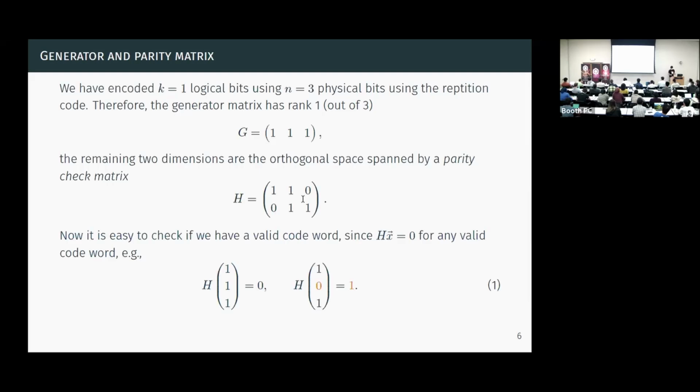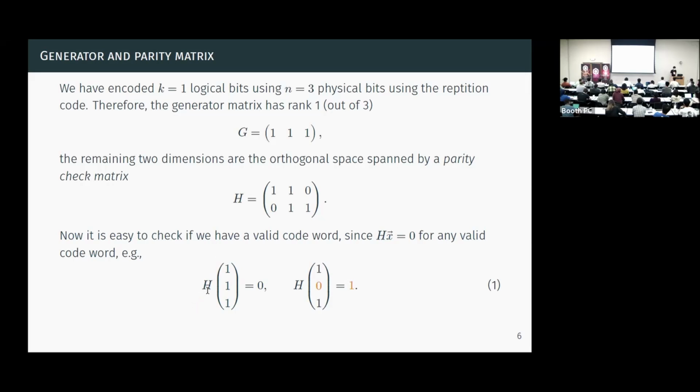So now we have the parity check matrix, so it's easy to check if it's a code word, because if a vector is orthogonal to the subspace in the parity check matrix, then it's a valid code word. So we just multiply the parity check matrix H with our vector X that we want to check, and it will tell us, is it a valid code word or not?